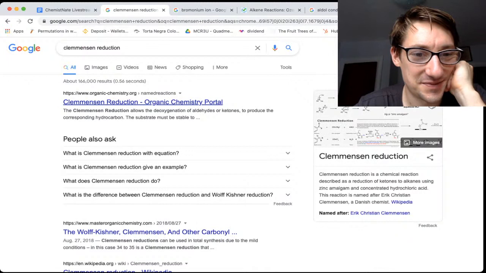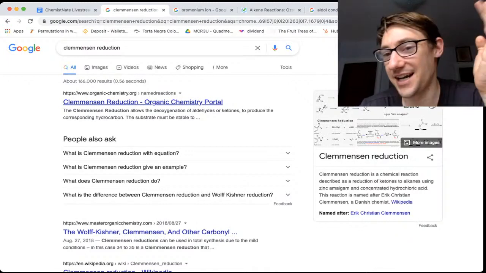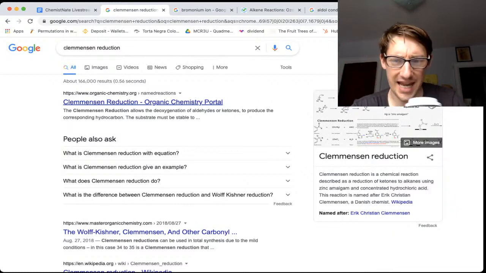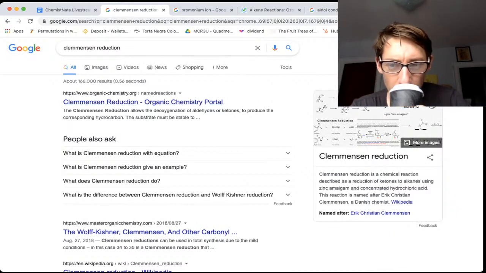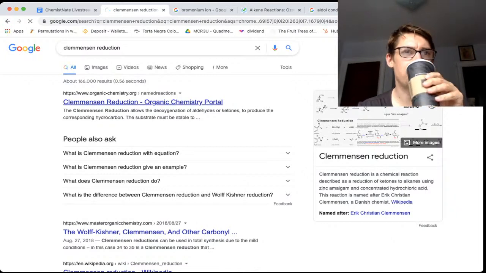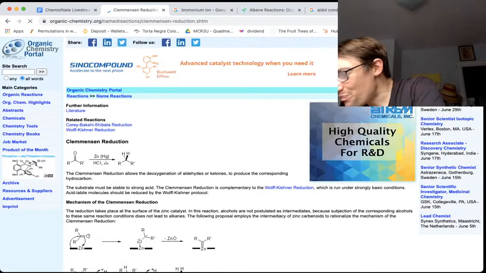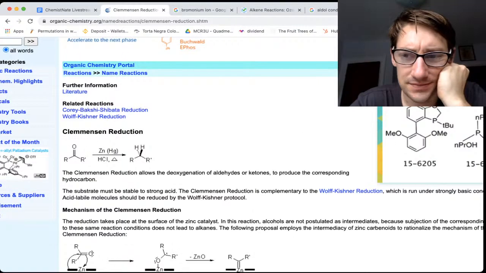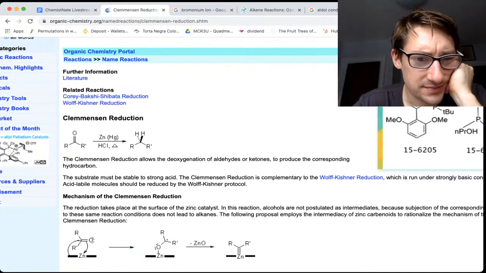What are we doing here? Clemmensen reduction. I don't know what that is. Zinc, mercury, amalgam or something? I vaguely remember hearing about this. I don't think I had to know this one when I was in school.